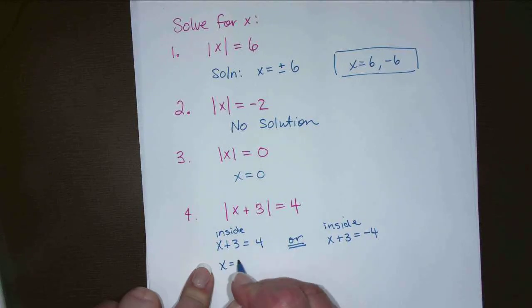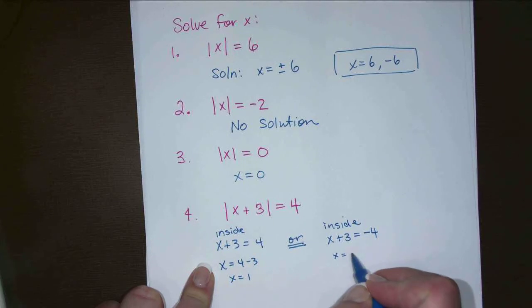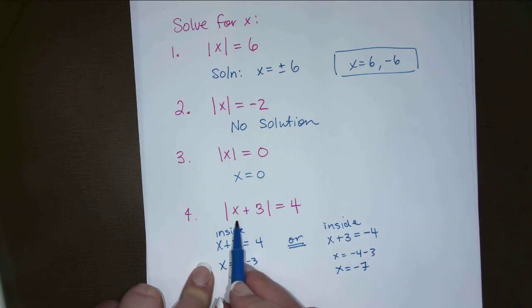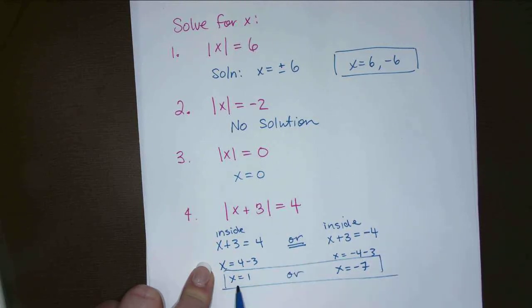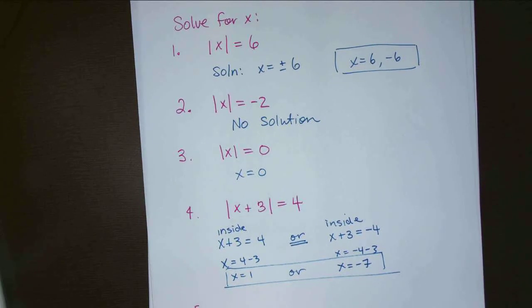X equals 4 minus 3 is 1. That's the one that was obvious. And then here, x is -4 minus 3 is -7. And doesn't that make sense if we put a -7 in here? -7 plus 3 is -4. So the answer would be 4. And we would say or, not and. X can be 1 or it can be -7, not both at the same time, but one or the other, and they'll both work. Okay, number 5.